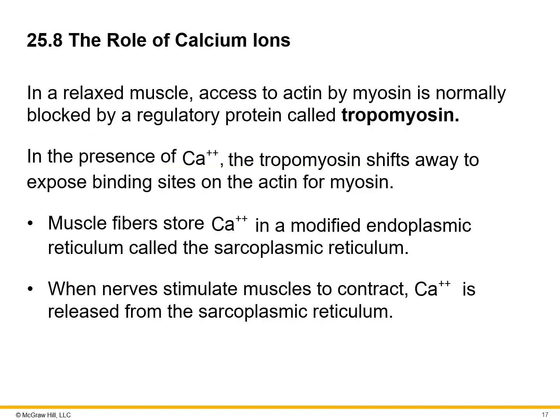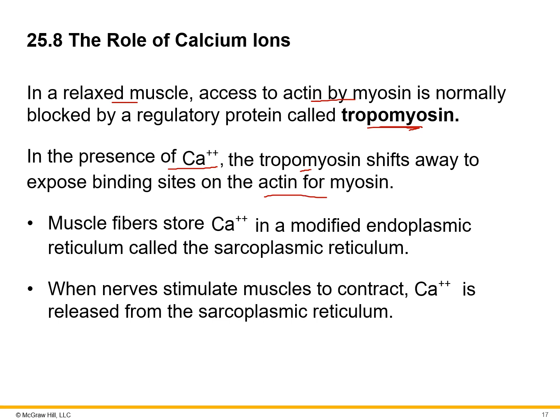Now, calcium is also really important for contraction. In the relaxed muscle, access to actin by myosin is blocked by a protein called tropomyosin. Again, the reason that muscles don't stay contracted is they need some type of signal. There's this kind of inhibitor called tropomyosin, so it prevents the myosin from attaching and pulling the actin. However, in the presence of calcium, that tropomyosin shifts away, and now actin and myosin can bind together.